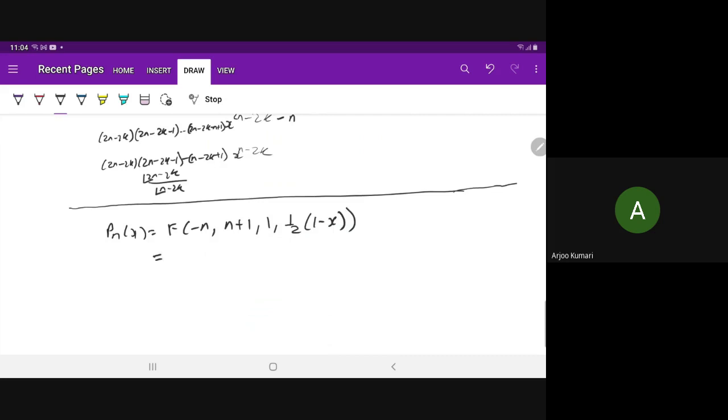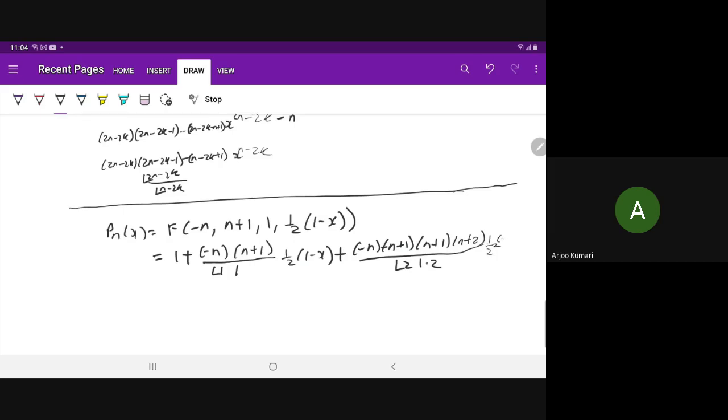If you expand by the hypergeometric expansion, it is 1 plus a into b, that is minus n into n plus 1, upon factorial 1 into c, that is 1, into (1 minus x) by 2, plus a into a plus 1, so minus n into minus n plus 1, then b into b plus 1, so n plus 1 into n plus 2, upon factorial 2 and c into c plus 1, so 1 into 2, into ((1 minus x) by 2) whole square, plus so on.